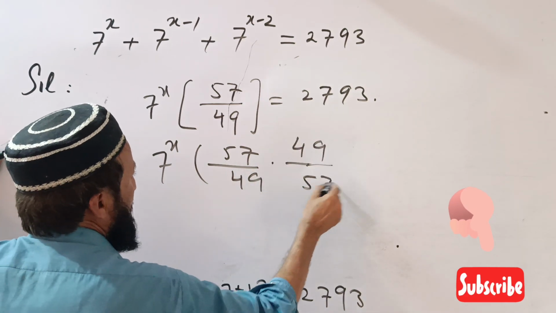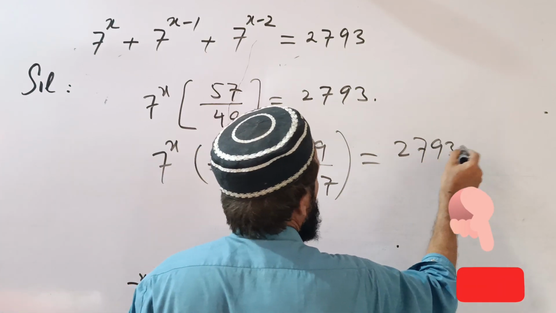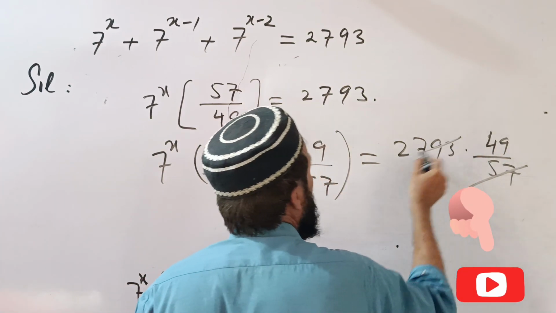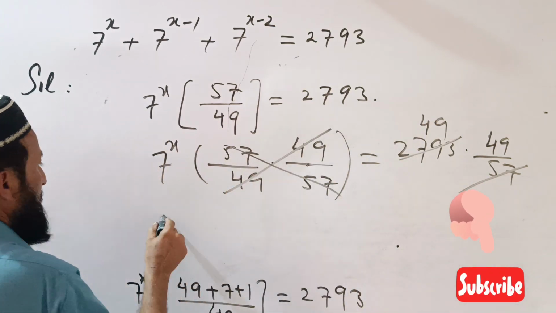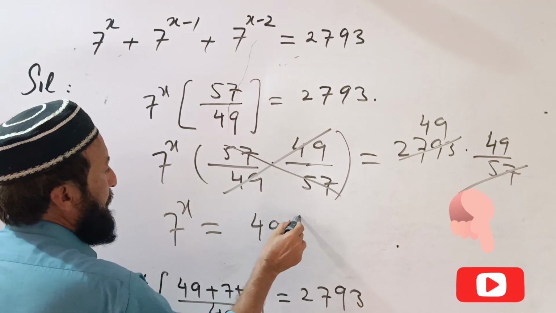So 7 exponent of x times 57 divided by 49 is divided by, on each side, 2793 and 49 and 57. This will be cancelled each other. This will be 49 and both are cancelled. This is cancelled. 7 exponent of x is equal to 49 into 49.